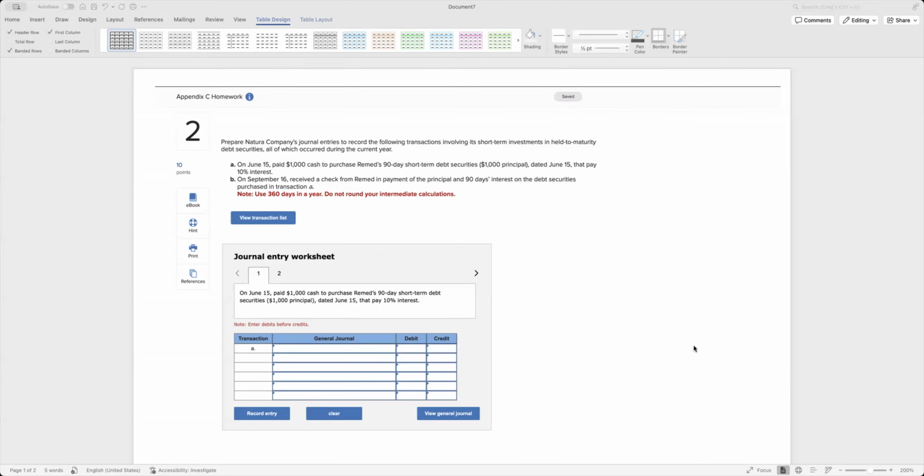Okay, this is our homework starter for Appendix C. And for this particular homework starter, we're going to look at question 2 in Connect homework for Appendix C.